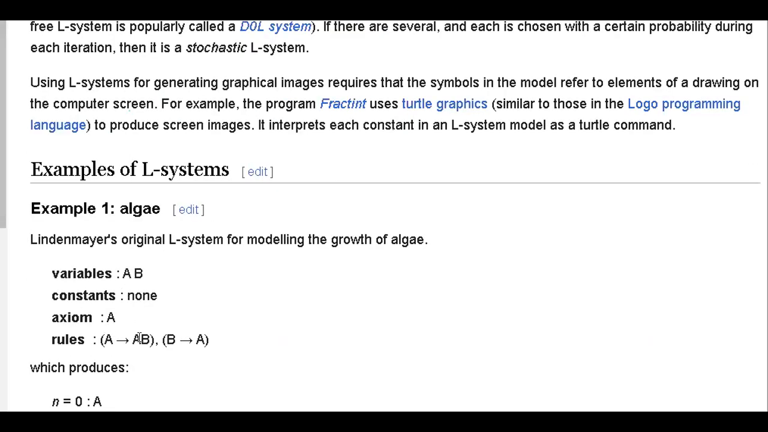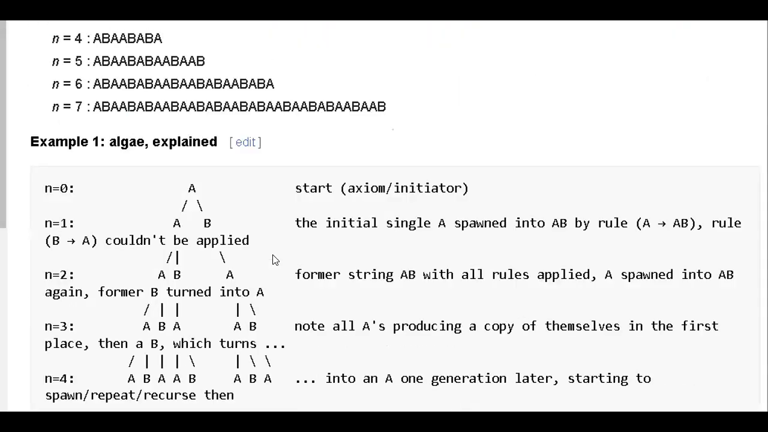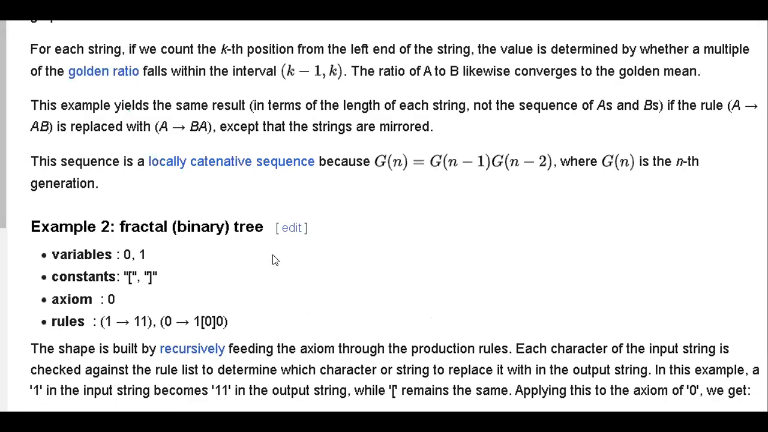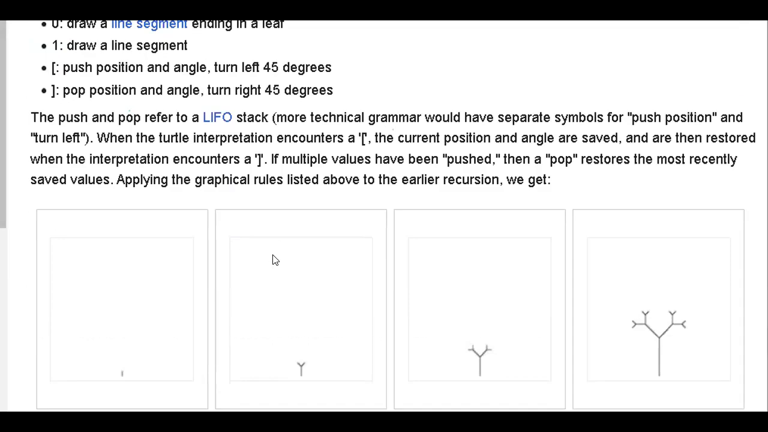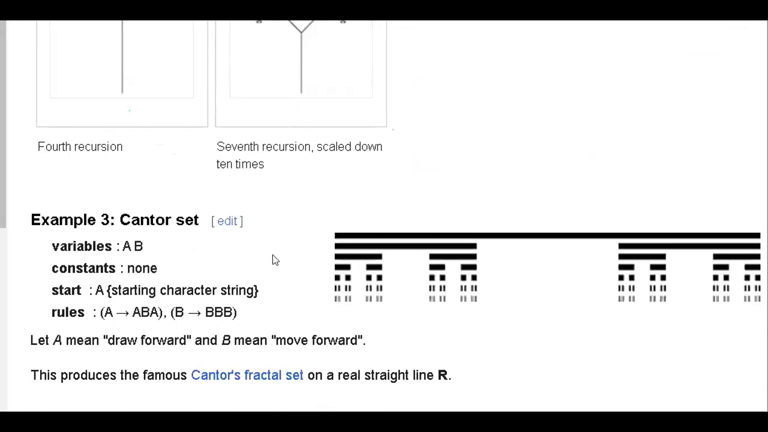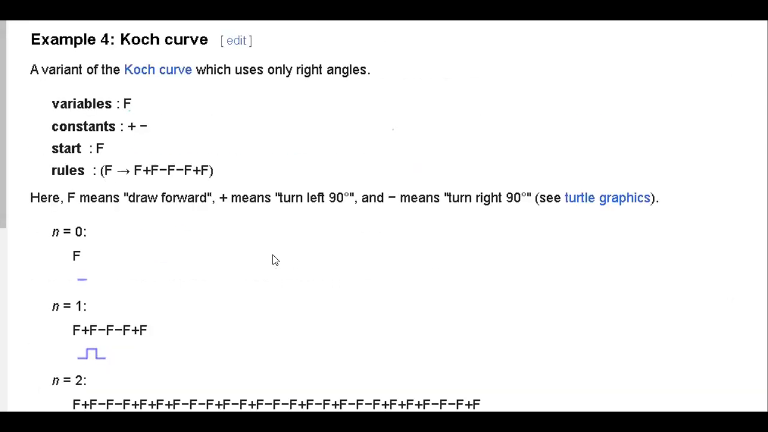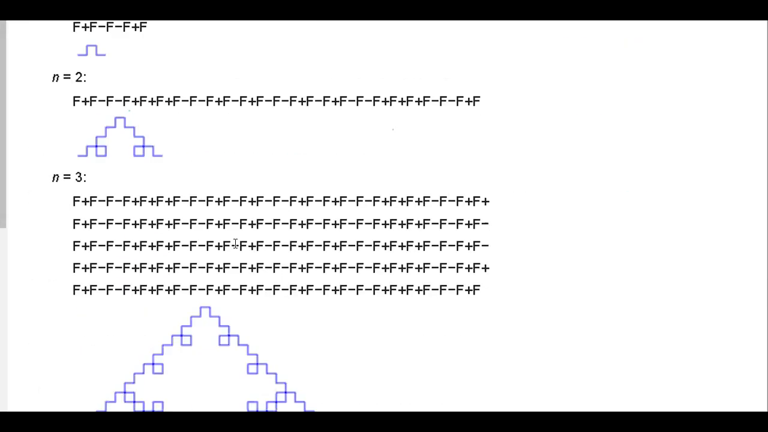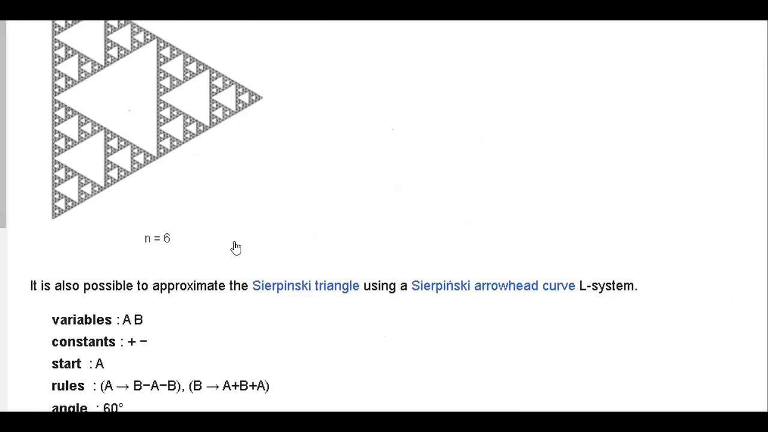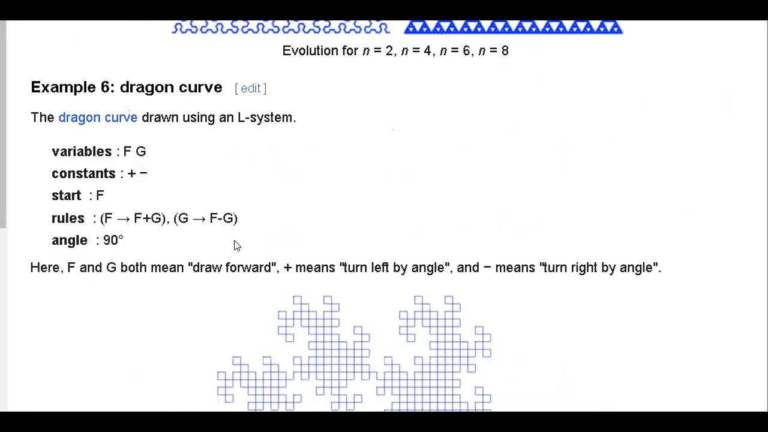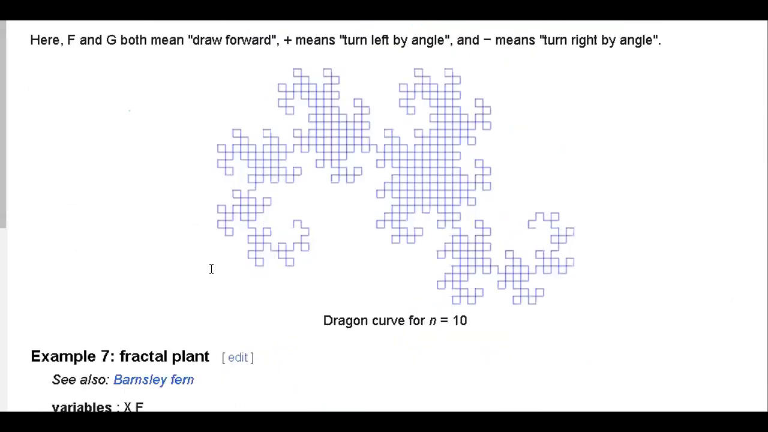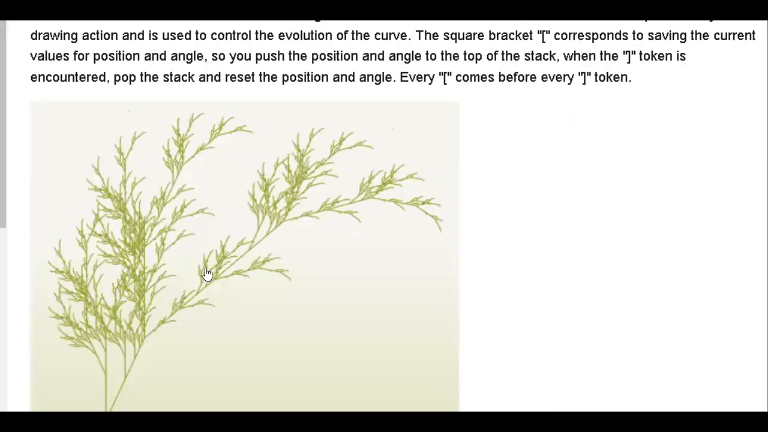So this is deterministic. These are examples of deterministic L-systems. If you scroll down a bit, this is deterministic, and this one is also deterministic.